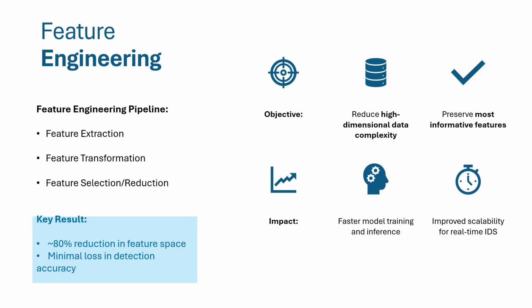As a result of this process, we achieve approximately an 80% reduction in the feature space, with only minimal impact on detection accuracy. This is a significant improvement because it reduces computational cost, speeds up both training and inference, and enhances the scalability of the system. Overall, feature engineering allows us to transform raw data into an optimized representation that enables efficient and accurate intrusion detection.